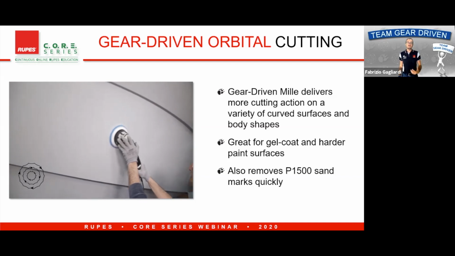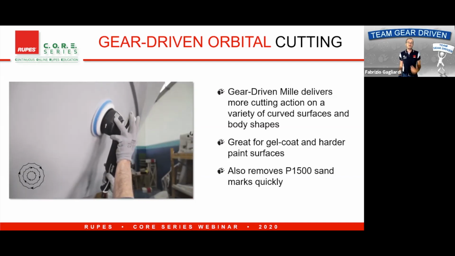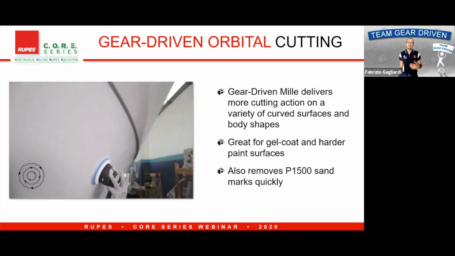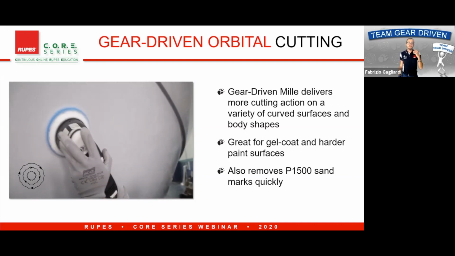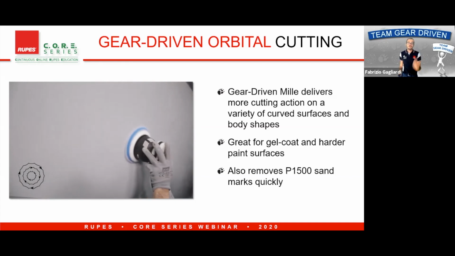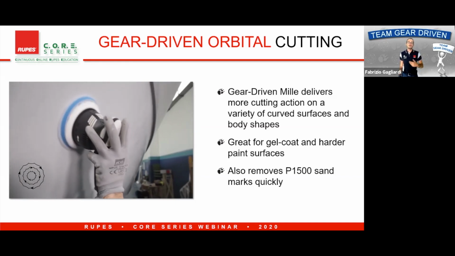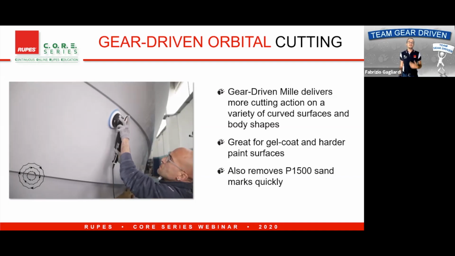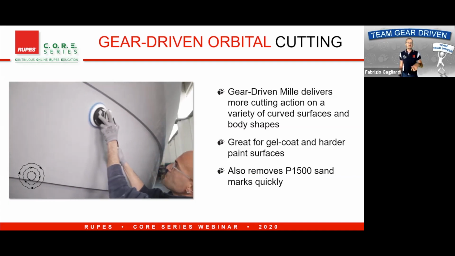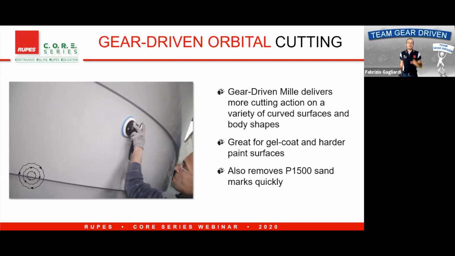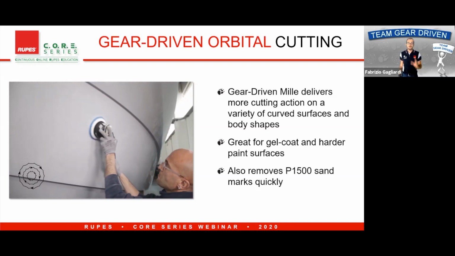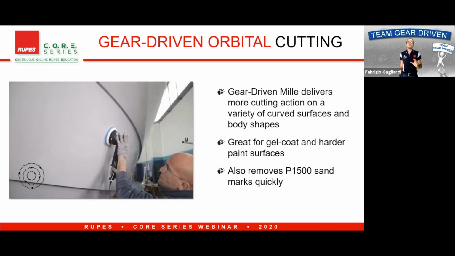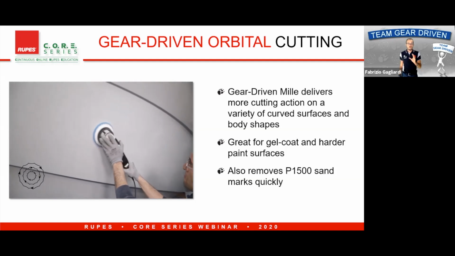This is why this machine is very, very good at removing defects on every shape of the panel, but also on different materials like very hard surfaces or gel coat, oxidized gel coat. So materials that are very hard and where you need to be aggressive and to be able to remove the defects. Can I remove P1500 grit sanding marks? Yes, of course I can. So this is a machine that will allow you to do quick jobs and very well done.